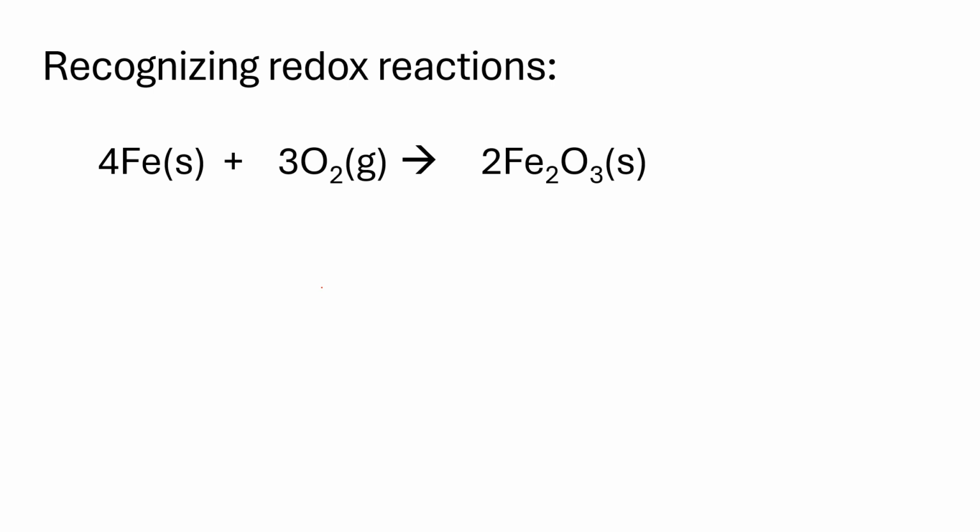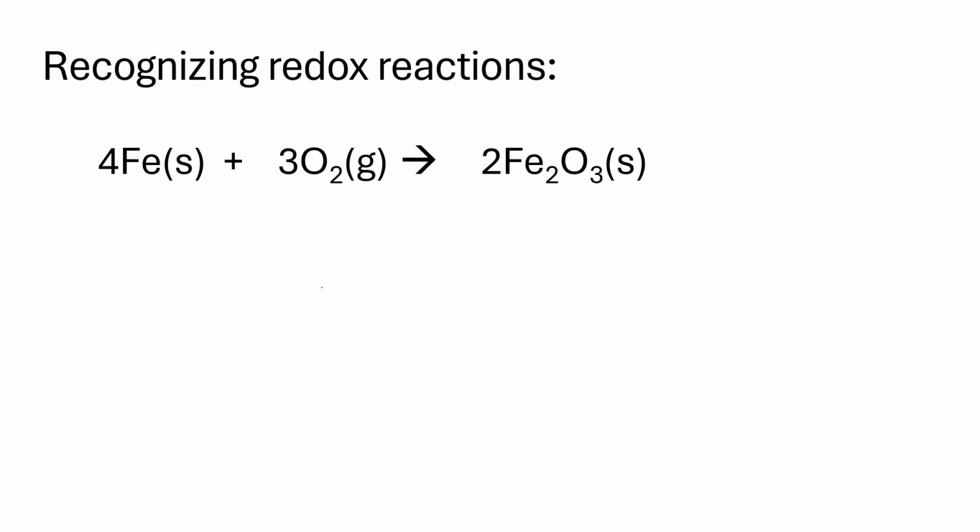Okay, so the next step, or the last step really, is to recognize if in fact we have a redox reaction, and then also what is being oxidized and what is being reduced. So let's go ahead and take a look at this first one together. We have iron and oxygen reacting to give us iron 3 oxide.